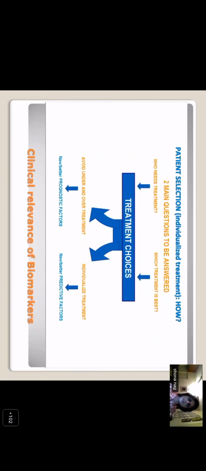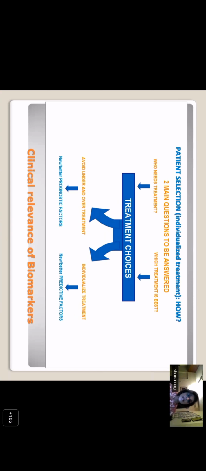Now, what do I do in the clinic and what do I look for in a biomarker? There are two questions in breast cancer. The first is who needs treatment, and the second question is which treatment is the best. When I say who needs treatment, the purpose is to avoid under and over treatment. So I need a good prognostic factor. So I get to know that even without treatment, this patient is going to do well.